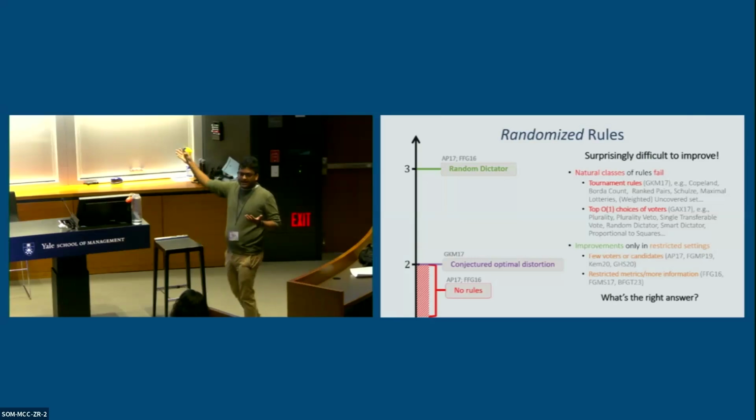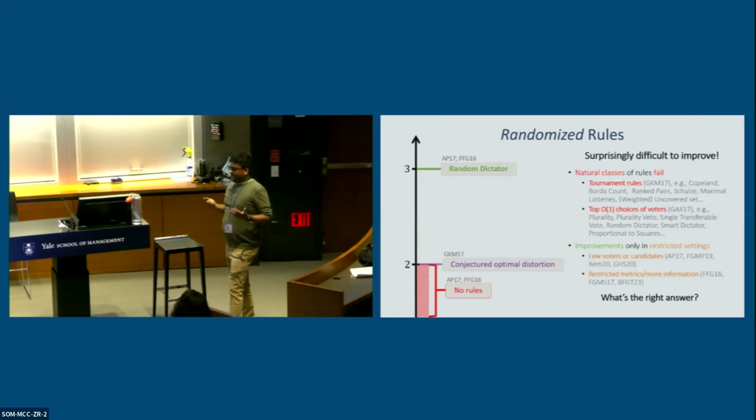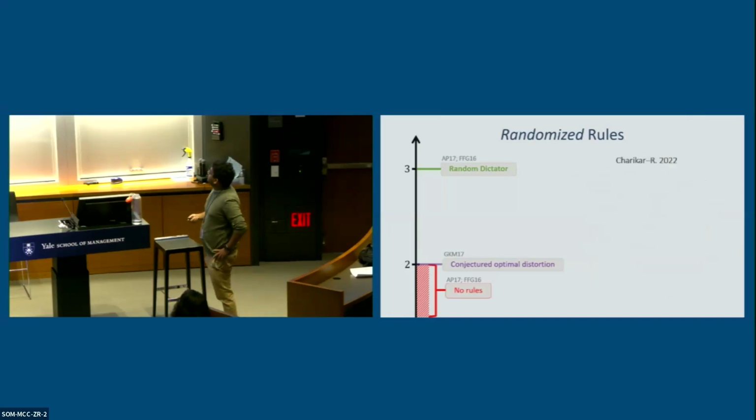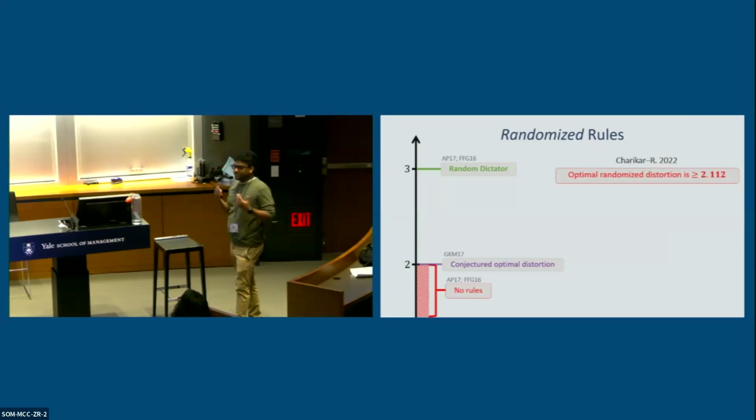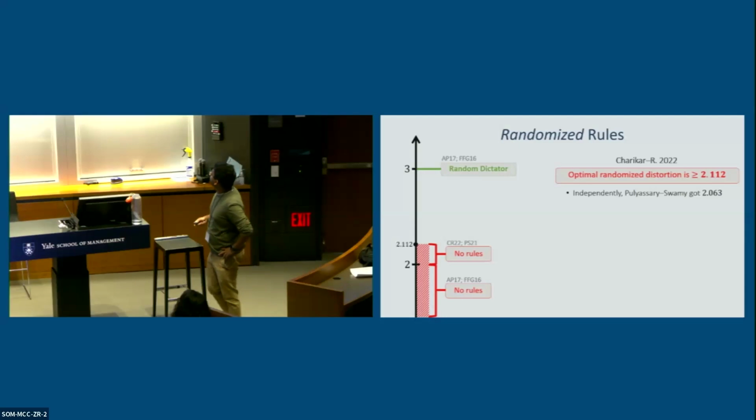Is the right answer 2 analogous to the deterministic case? Or is there a reason why all these different voting rules get stuck at 3? And so the spoiler is that the answer is neither. And so a couple years ago, Moses and I showed that you can actually improve this lower bound with some slightly more sophisticated instances to around 2.112. And independently, Poyasara and Swamy, with some different techniques, got a lower bound of around 2.06.